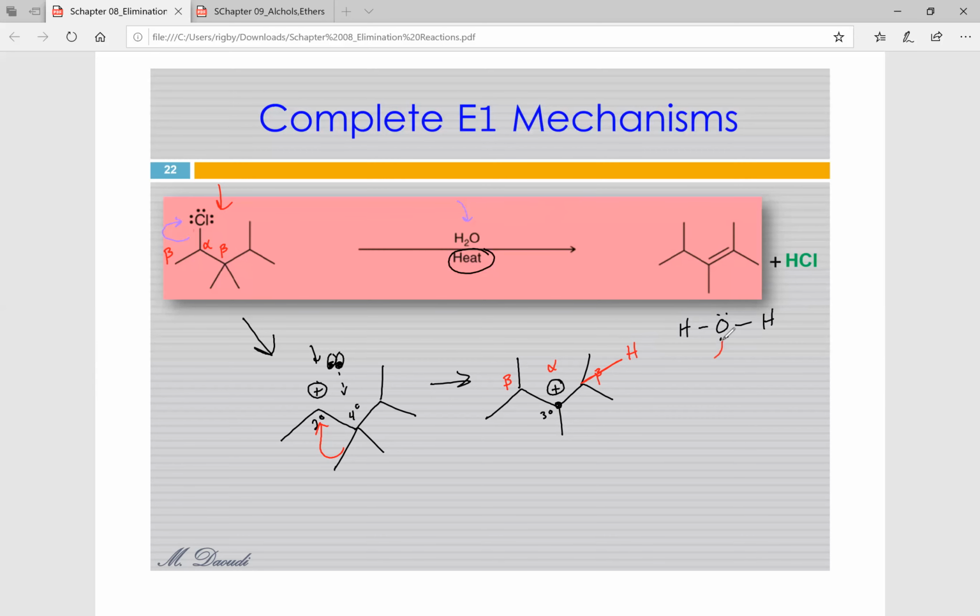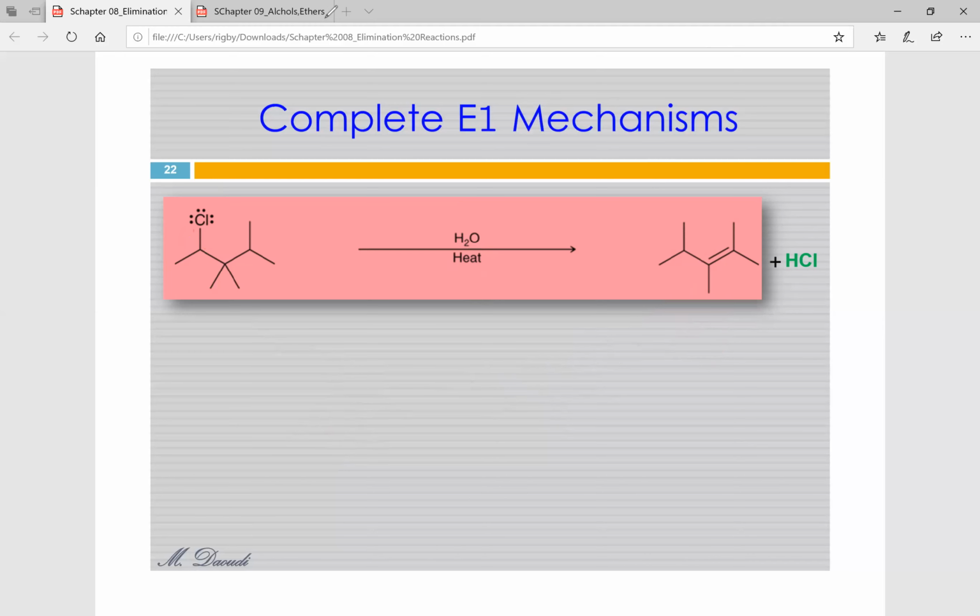It's going to grab that hydrogen, and then that hydrogen bond is going to move and become a double bond right there. And then we end up with our final product, okay? So that is an E1 reaction. Just make sure to be on the lookout for those carbocation rearrangements.